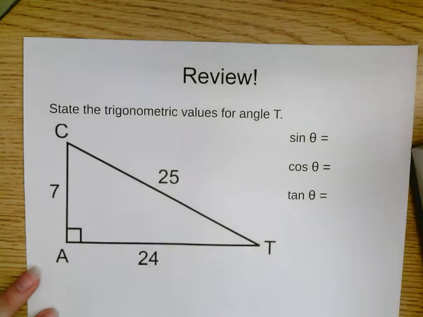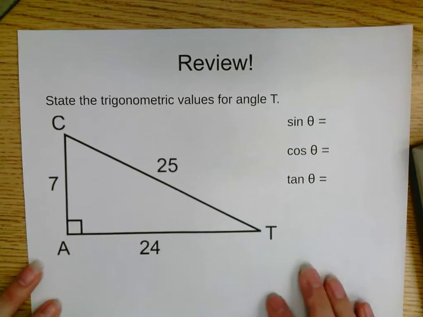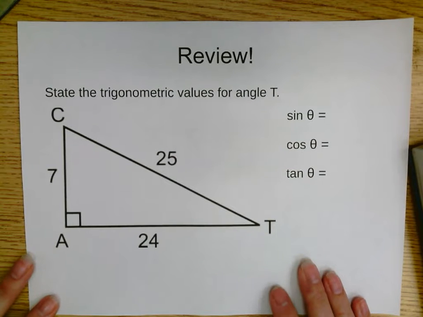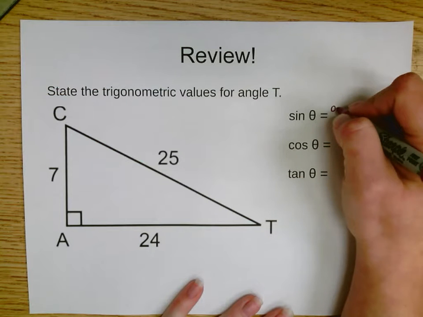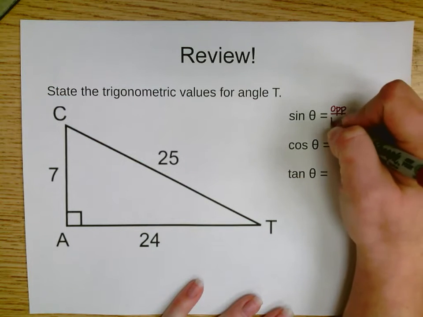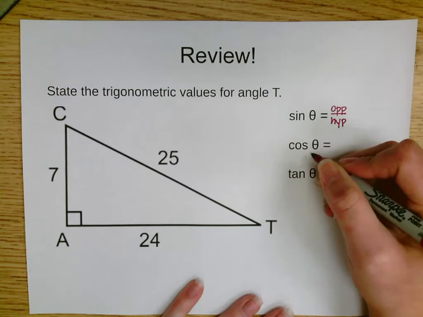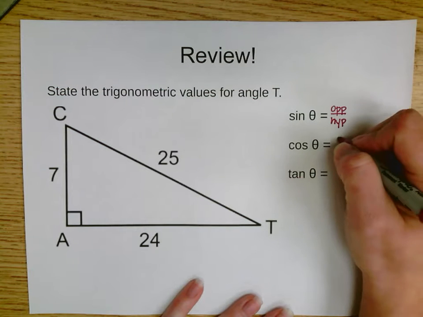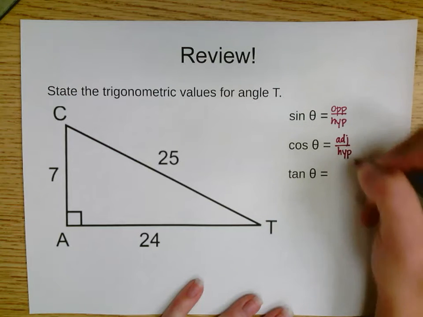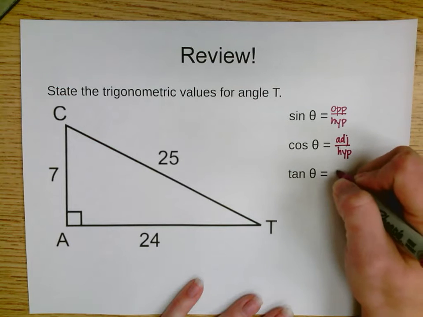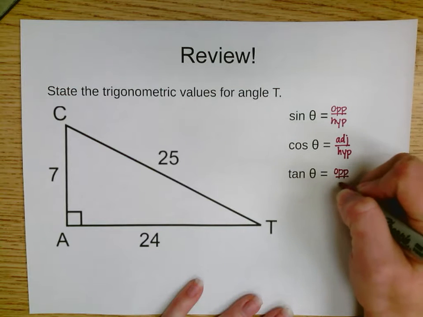But before we get started, I want to make sure that you all are good on sine, cosine, and tangent. So remember that sine has a set of sides that belong to it. The sine ratio uses opposite over hypotenuse. The cosine ratio uses adjacent over hypotenuse, and the tangent ratio uses opposite over adjacent.